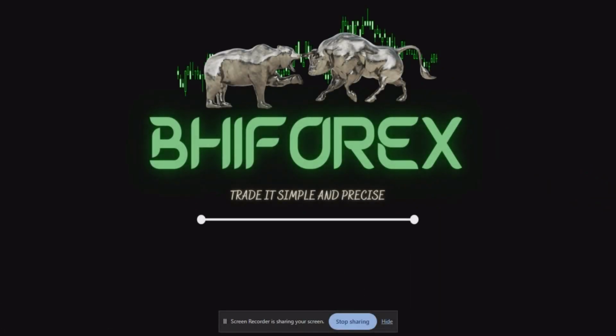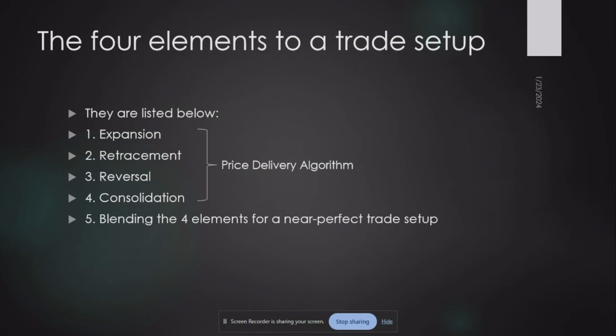Hello everyone, good morning. Yesterday I made a video and unfortunately one of the videos had a problem with the screen sharing. So I'm just going to start all over again and take everything I took in the first part of yesterday's video. So we are going to be looking at the four elements of a trade setup.